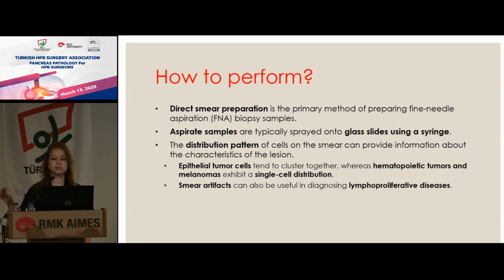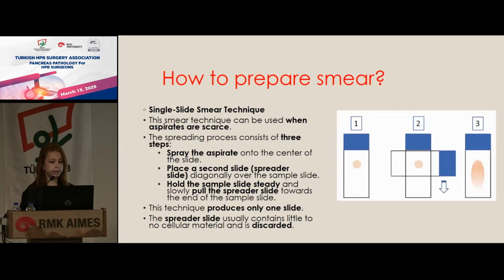Actually, direct smear preparation is the primary method for preparing this. Generally, we aspirate the samples onto glass slides. Even the distribution or patterns of the cells in the smear can provide much information about the characteristics of the lesion. For example, epithelial tumor cells tend to form clusters, whereas hematopoietic tumors or melanoma exhibit a single cell distribution. Even smear artifacts can be useful in diagnosing lymphoproliferative diseases like large cell B lymphoma. So how to prepare? I think this is important because sometimes we don't have enough experienced technicians.